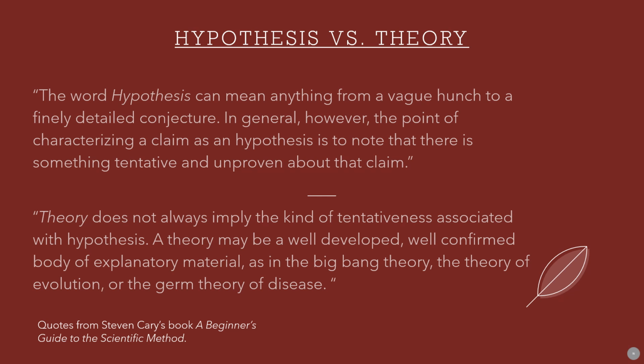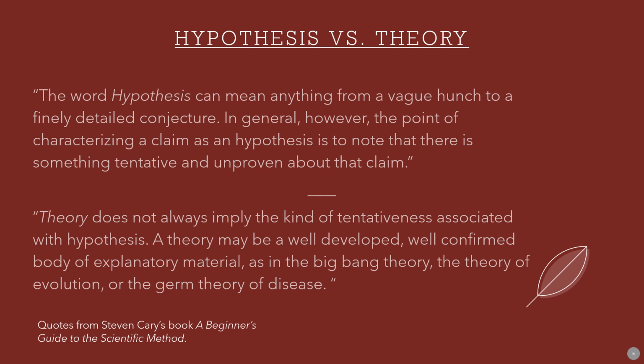So we'll talk about how we use the word hypothesis and how it's closely related to, but different from, another word that gets thrown around quite a bit, which is theory, right? These are a couple of quotes from a book called A Beginner's Guide to the Scientific Method by Stephen Carey, and he talks about the word hypothesis. In general language, it can mean anything from a vague hunch to a finely detailed conjecture. In general, however, the point of characterizing a claim as a hypothesis is to note that there is something tentative and unproven about that claim, right?